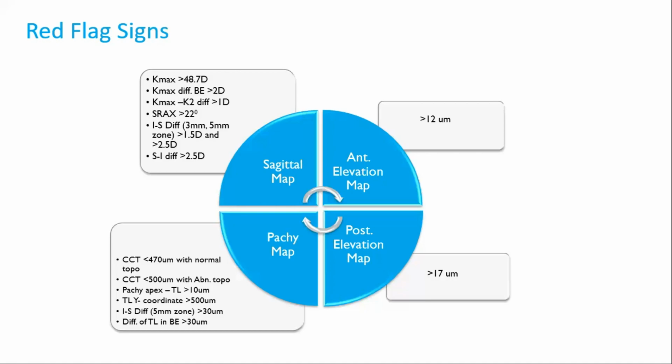And when we look at the elevation maps, if it is a best fit toric ellipsoid, then elevation point should be more than 12 microns in the front surface, and more than 16 to 17 microns in the back surface. When we are selecting best fit sphere, in myopia, it should be more than 8 microns in the front surface, and 18 microns in the back surface. In hyperopia, it should be more than 7 microns in the front surface, and 28 microns in the back surface.